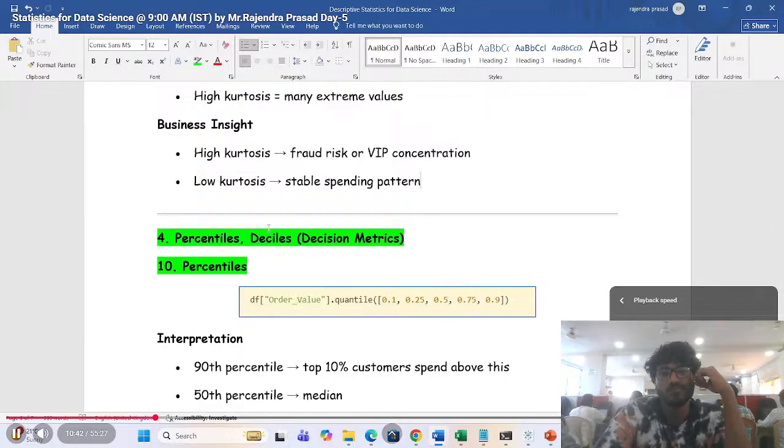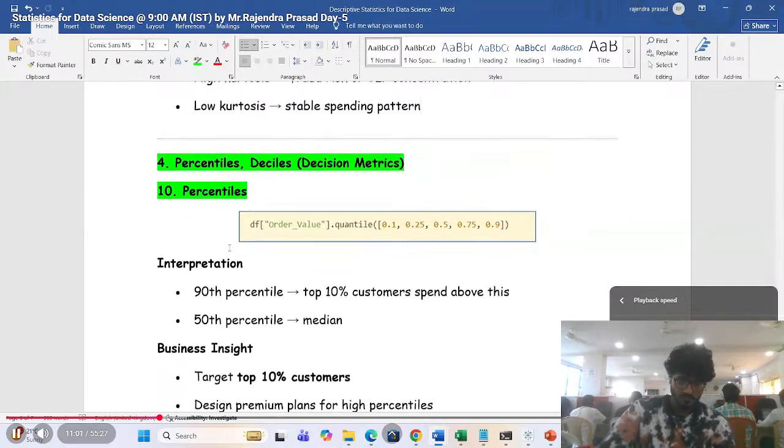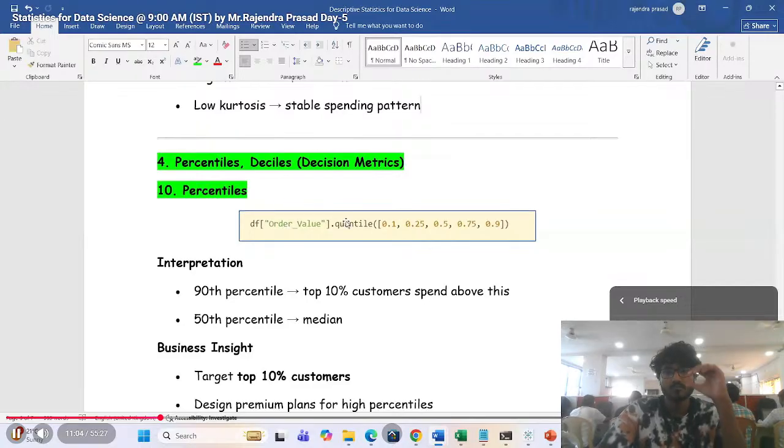So now, how can we calculate percentiles and deciles? Already we know, guys, when we worked with IQR, we used the data frame name, column name, dot quantile function. In the quantile, you need to mention what quantile you want. Here also, I have an order value, and from the order value I want to find the quantiles. 0.1 means 10%, 0.25 means 25%, 0.5 means 50%, and 0.9 means 90%. For timing, I'll calculate the 90%.